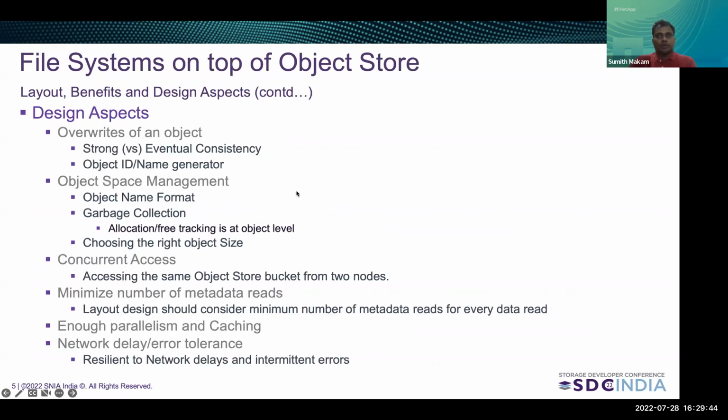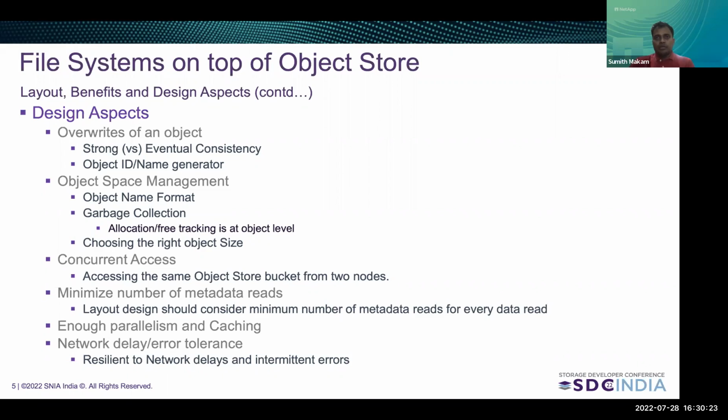Design aspects. Some of the design aspects that need to be considered in a file system while using the object store to store data. It is very common for a file system to overwrite a lot of data, but this requires extra handling in the case of an object store. Overwrites to an object are allowed, but the guarantee provided by the hyperscaler is called eventual consistency. That is, if an object is overwritten, readers can get older data for a certain duration of time. After a certain duration of time, the object store will start returning newer data.